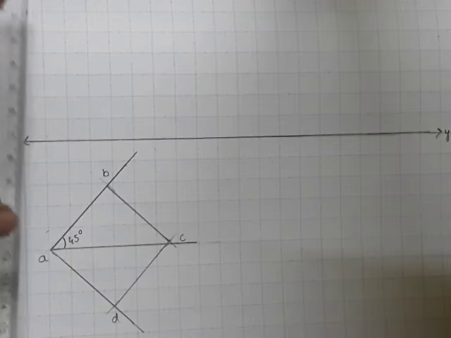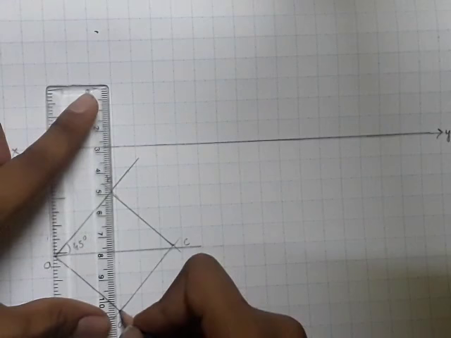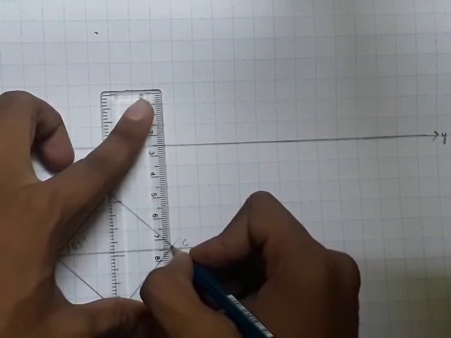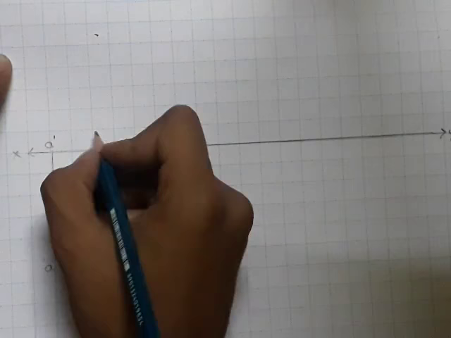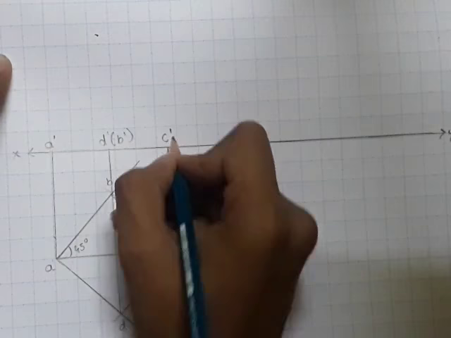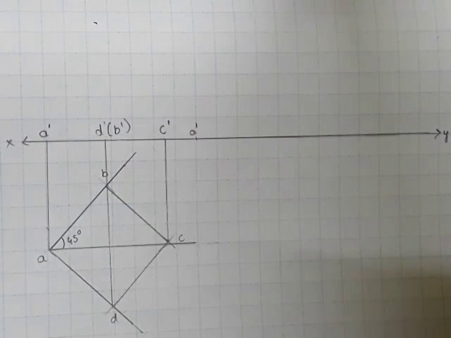Now drawing the projections. This becomes my A dash. And this becomes my D dash, B dash, and this is my C dash. Taking a random point A dash on the reference line. Marking 30 degrees angle with the help of protractor.